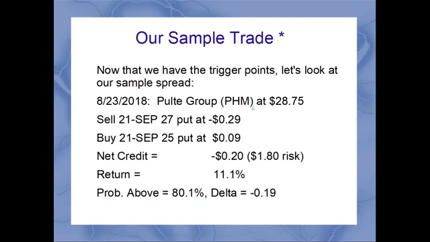August 23rd, PHM Pulte Group is trading at 28.75. Based on my criteria that I use, I might have sold to open this Friday's 21st September 27 put for 29 cents and bought the 25 for 9. We get a 20-cent net credit on technically a $1.80 risk, so it's an 11.1% return. Probability above is 80%. The delta of the short, the September 27th, was at 0.19. Okay, small net credit, but let's focus on the percentages, and it's a standard percentage of what we'd open, whether it's a $100 stock, whether it's a $400 stock, or whether it's a $20 stock.